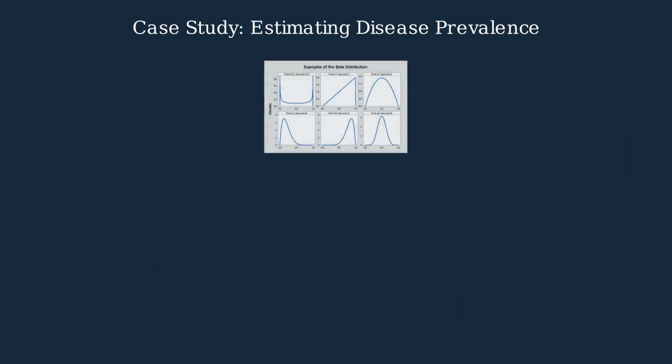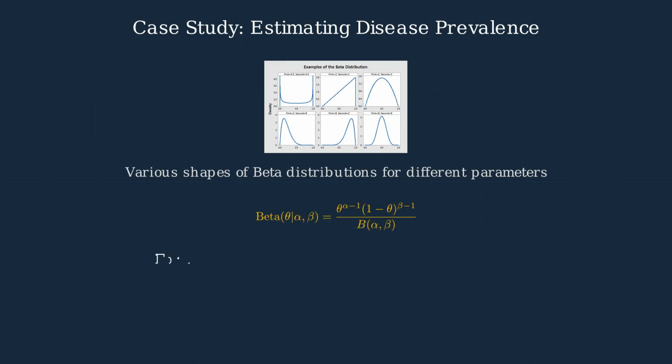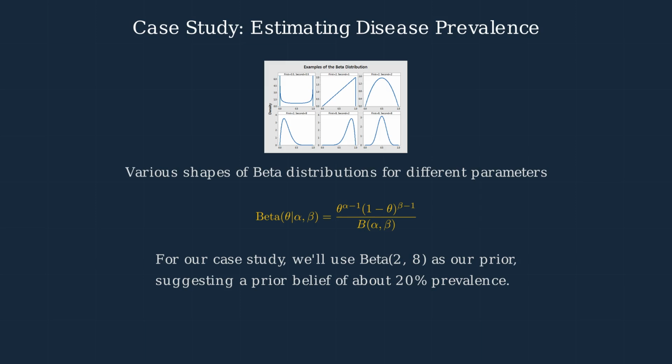The beta distribution is a flexible way to represent our prior beliefs about disease prevalence. It can take many shapes depending on the parameters we choose. The beta distribution is defined by this formula, where alpha and beta are shape parameters. For our study, we'll use a beta distribution with parameters 2 and 8, suggesting we believe the disease prevalence is around 20%, but with considerable uncertainty.